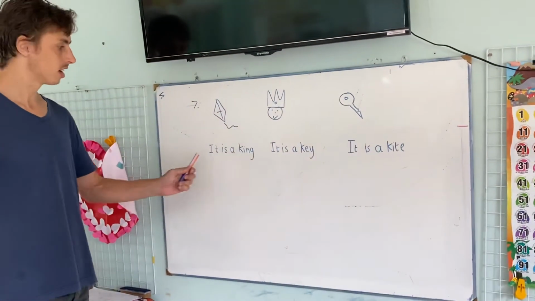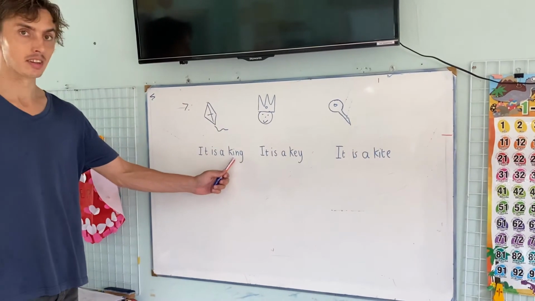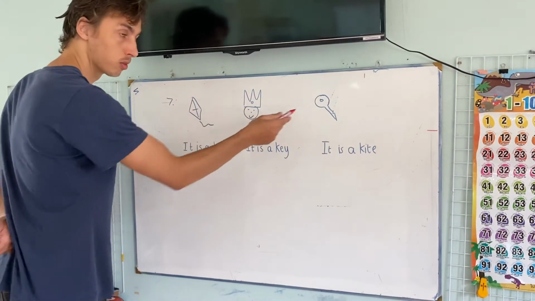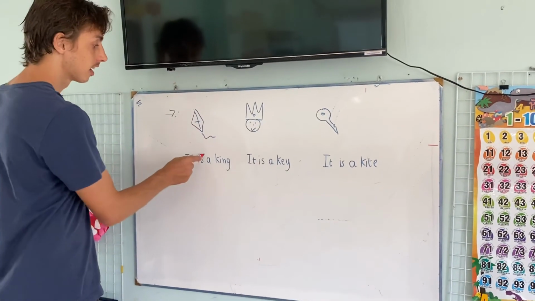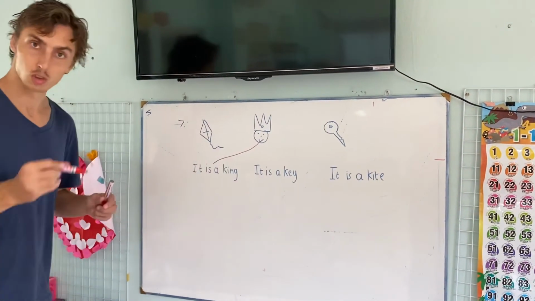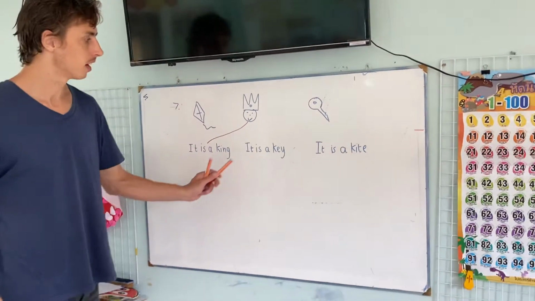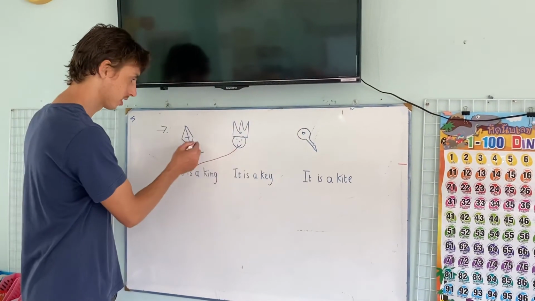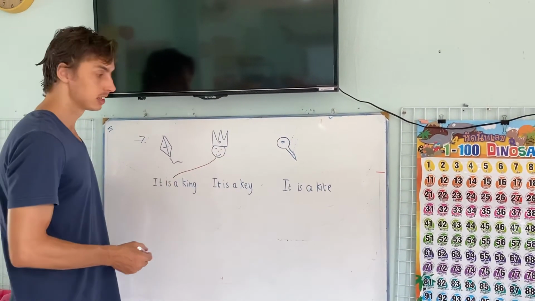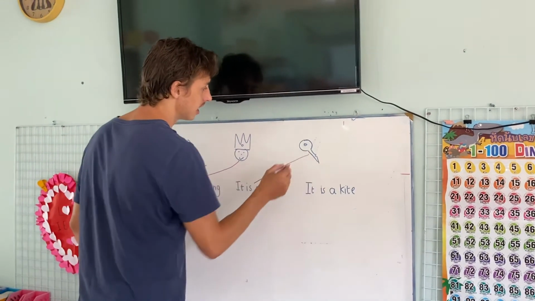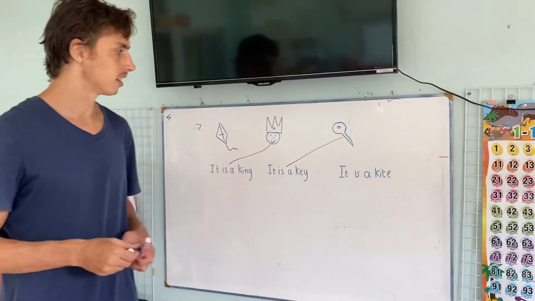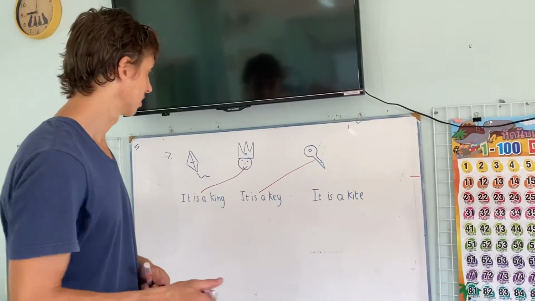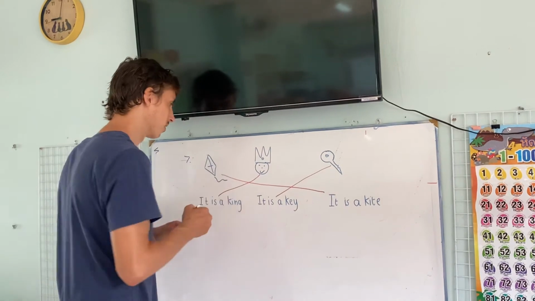So let's read this one. It is a king. So where should it be? This one, or this one? It is a king. So you draw a line. It is a key. This one or this one? It is a key. The last one. It is a kite. Of course. The last one.